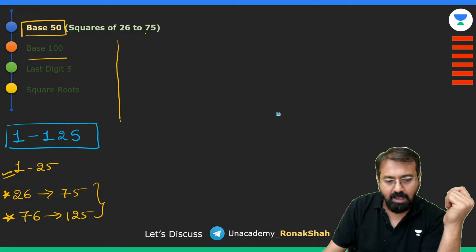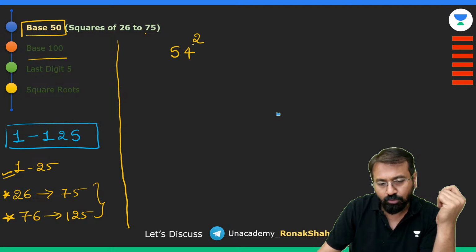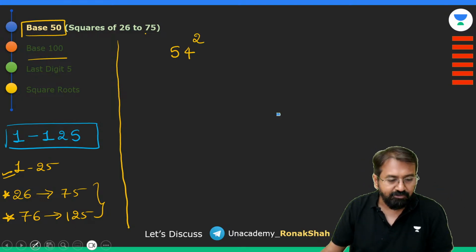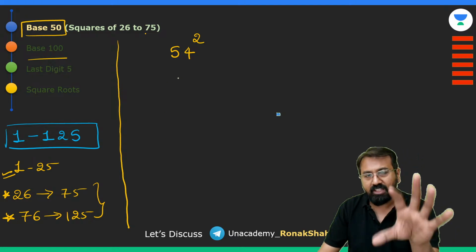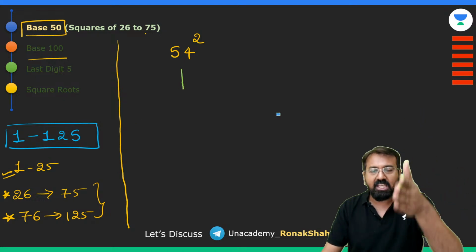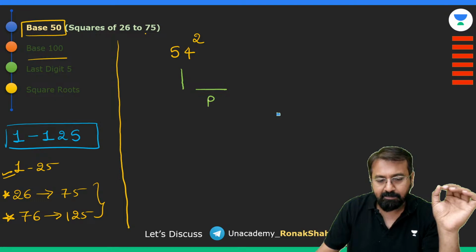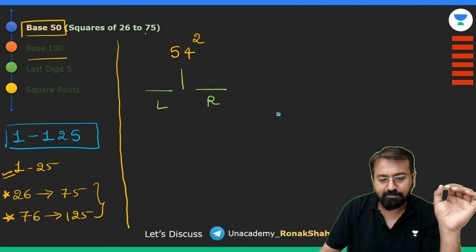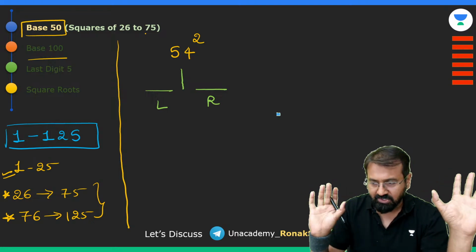Let's take one example so you will understand the method clearly. Suppose I want to find out the square of the number 54. How can I find out? Please understand, in Vedic maths mostly you will get the answer in parts. So here I'm making one partition. My answer will be in two parts. This is called the right part of the answer and this is called the left part of the answer. Are you all getting this point? We are going to get the answer in two parts.